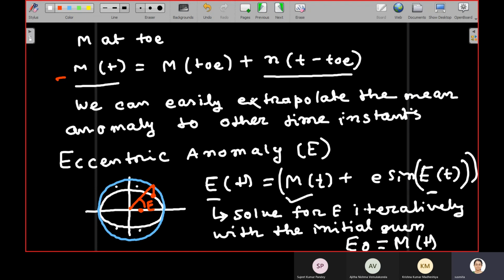So using the mean anomaly, we can easily find the true anomaly at some different time step. If we had been given the true anomaly at TOE, we could not have extrapolated it so easily to some other time step. This is the reason why the mean anomaly is given in the orbital parameters, because the objective is that the user will decode all the orbital parameters, Keplerian parameters from the signal, and then find the satellite position in the orbit for different times of interest, within that 2-hour window.